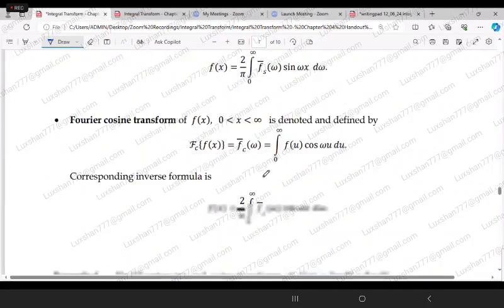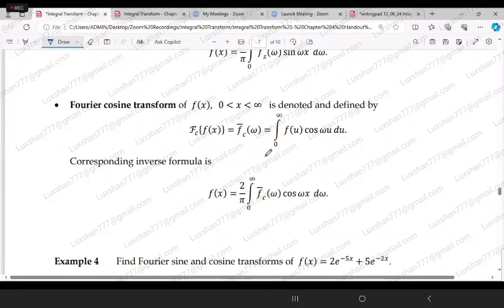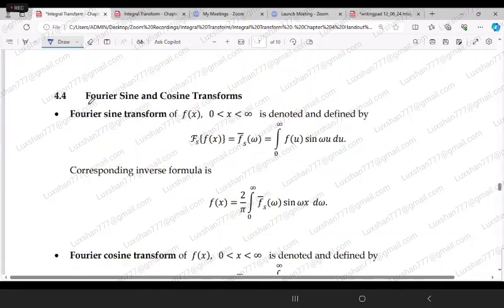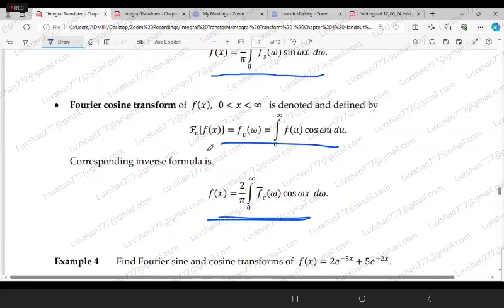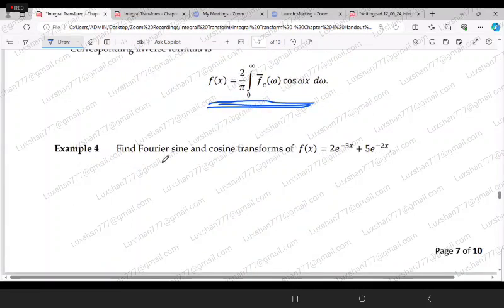Now, look at how it is defined. These are the definitions: Fourier sine and cosine transform. When the range is 0 to infinity, we can define the Fourier sine transform, and this is the corresponding inverse formula. And this is the Fourier cosine transform, and this is the corresponding inverse formula. Now we are asked to find not the Fourier transform, but the Fourier sine and cosine transform of this function. Now we will work out this problem.